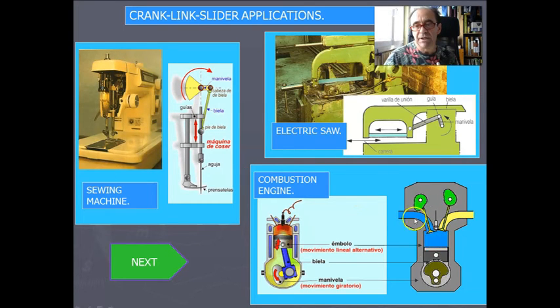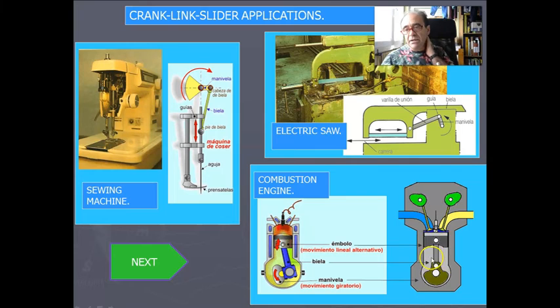Examples where we use the crank link slider: this one is a combustion engine. So we are converting the rotary motion of the crank into linear or reciprocating motion in the piston, in the slider. The explosion that happens inside moves the slider downwards, and this continuous motion of moving back and forth is the one that creates the rotary motion in a combustion engine.